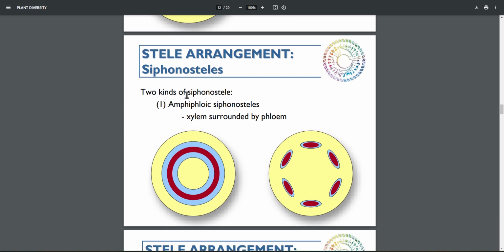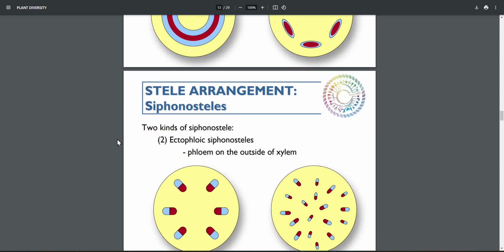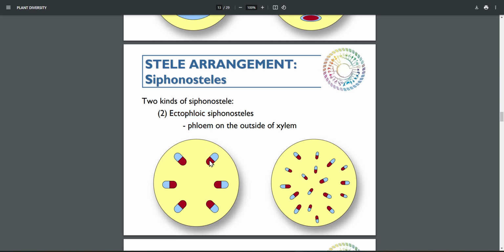Right. So type one of siphonosteles is the amphiphloic siphonostele, which means that the xylem is surrounded by the phloem. You see, no matter whether it is a continuous ring or these bundles, the xylem is always surrounded by the phloem. Okay, and the second type is the ectophloic siphonostele, which means the phloem is outside while the xylem is inside. Always the xylem points towards the core, okay?